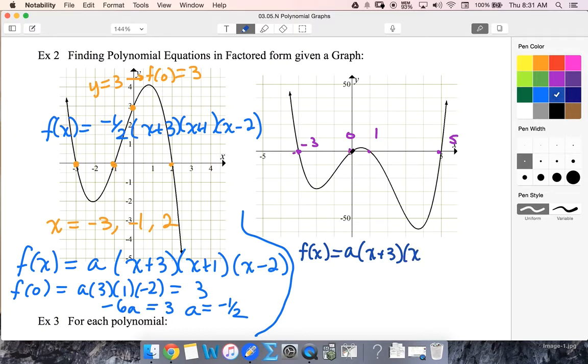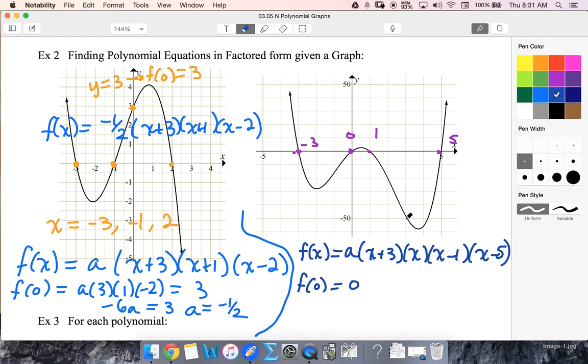x. I of course could say x minus 0, but that's just x, minus 1, x minus 5 from this one. I also know f of 0 equals 0, which I see straight away is true because as soon as I put in the 0, I'm going to multiply by 0, so we better pick another point.